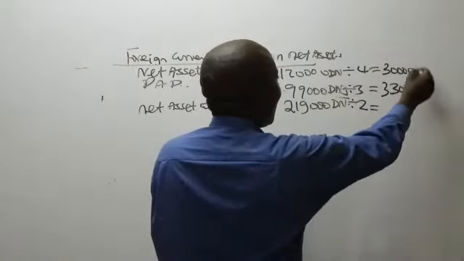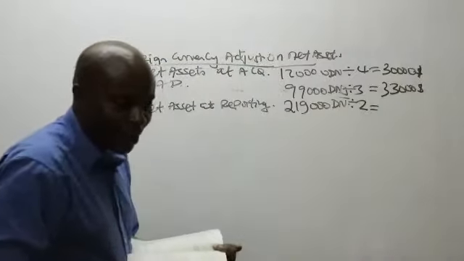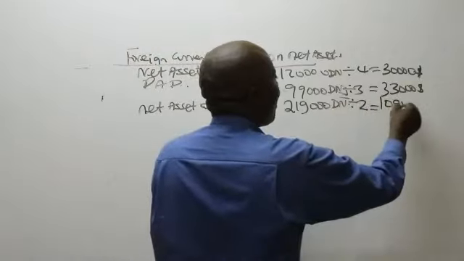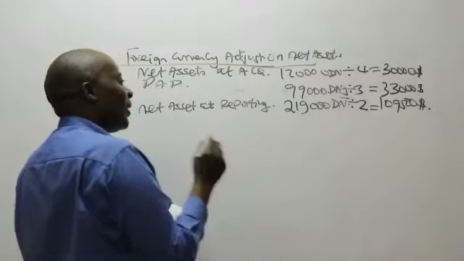Kumbuka sasa ni madola. Dollar C. Ya mwisho je inakuja? 109,500. Thank you very much. 109,500 dollar C.